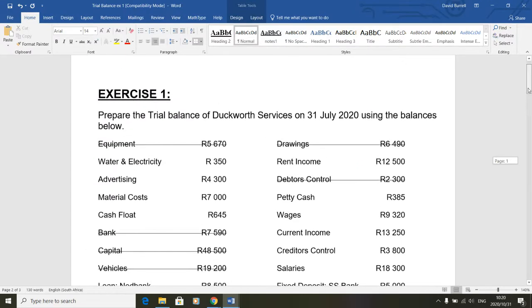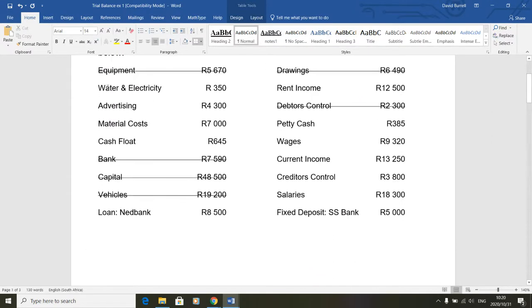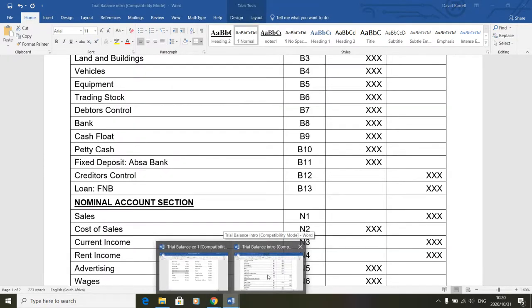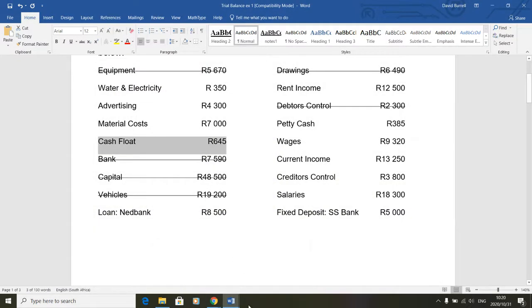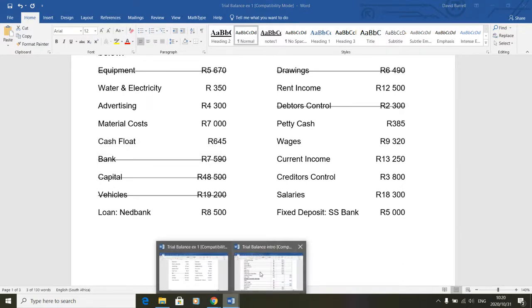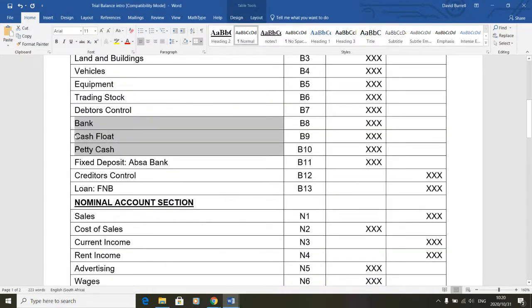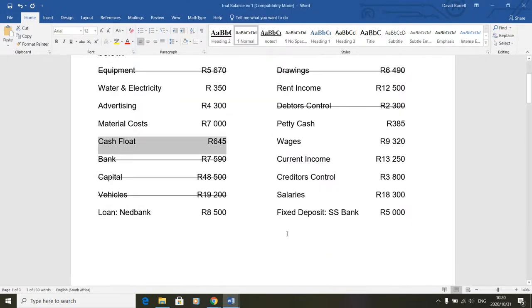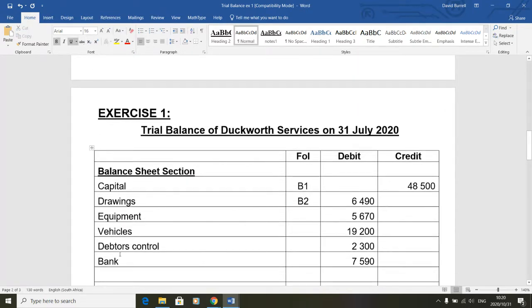Then I was looking for cash float and petty cash. I do have both of them. So cash float is 645. Just want to go back and remind you of the order over there. We had bank, cash float, petty cash. So cash float is 645, which I'm just going to cross out. These are all debits because they're all assets.